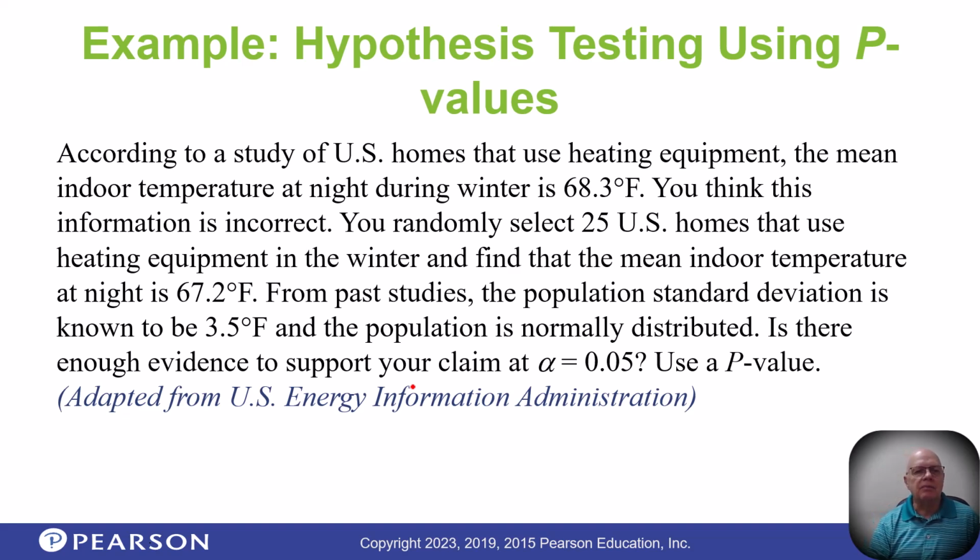Let's try another one. We've got a study of U.S. homes, and the mean, we're going to write this down here. Here we go. So the mean is 68.3 degrees Fahrenheit. Now, what do we have? You think that's incorrect. So your claim is that it's not 68.3 Fahrenheit.